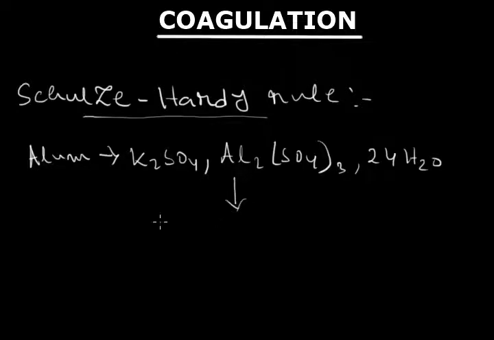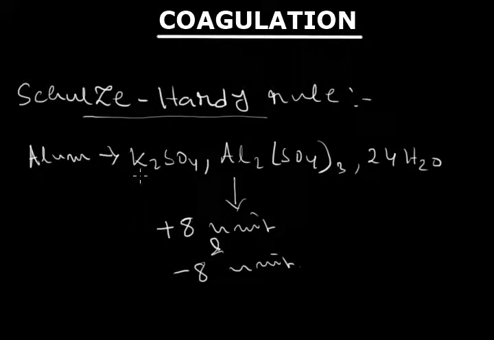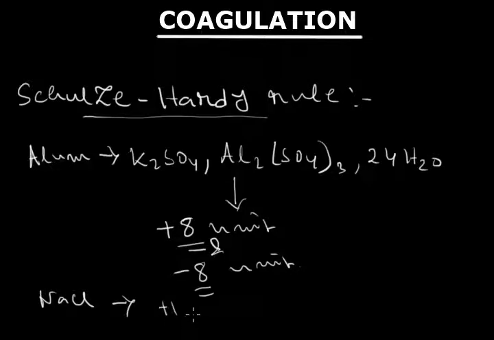It contains plus 8 unit and minus 8 unit charge, because the charge of potassium is plus 1 and aluminium is plus 3. 2 potassium and 2 aluminium are present, so the total positive charge is plus 8, and the sulfate radical has minus 2 charge. Total 4 sulfate radicals are present, so the negative charge is also minus 8. Whereas sodium chloride, another electrolyte, contains only plus 1 unit positive charge and minus 1 unit negative charge, because the charge of sodium is plus 1 and the charge of chloride is minus 1.